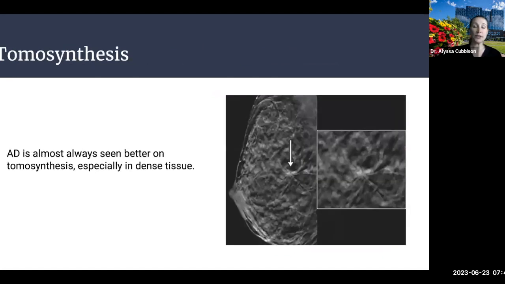This is another really good utilization for tomosynthesis. It's almost always better seen. Architectural distortion is almost always better seen on the tomo. This is particularly true of dense tissue.